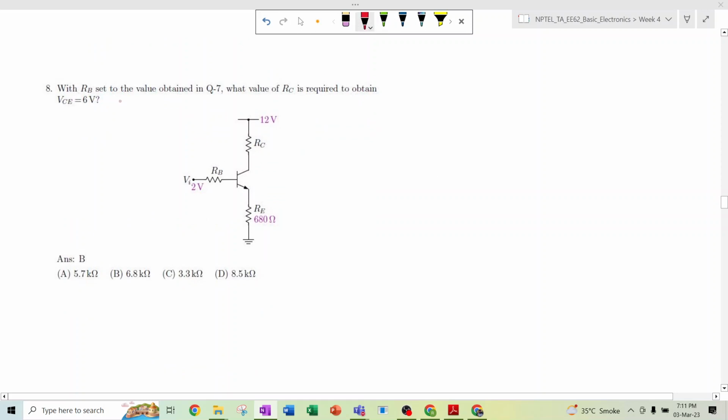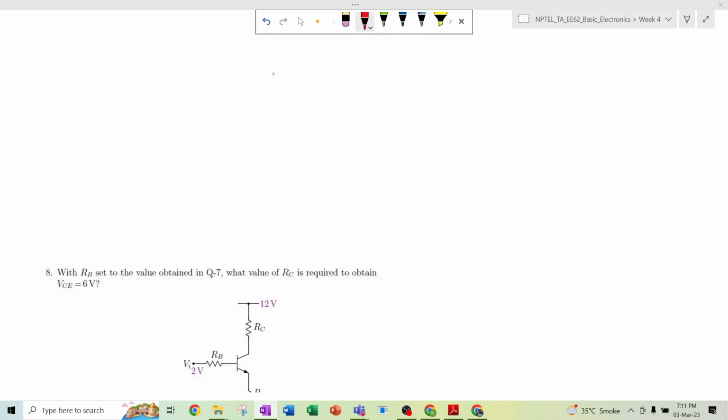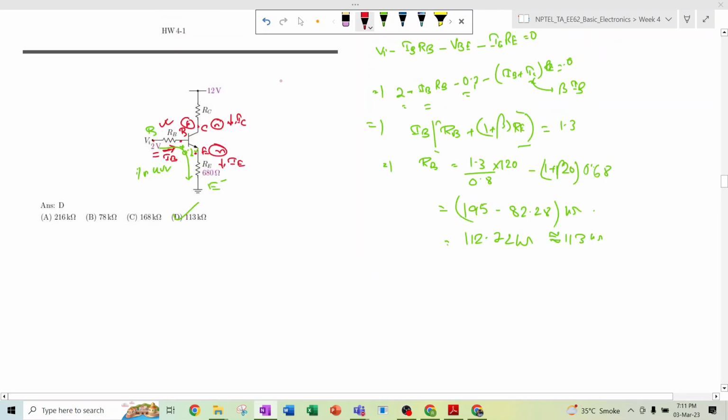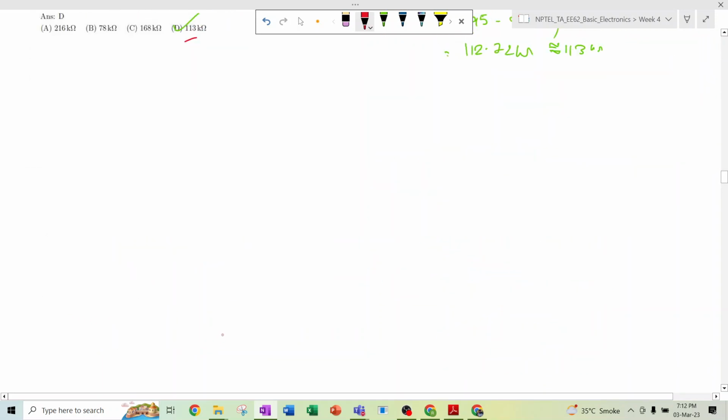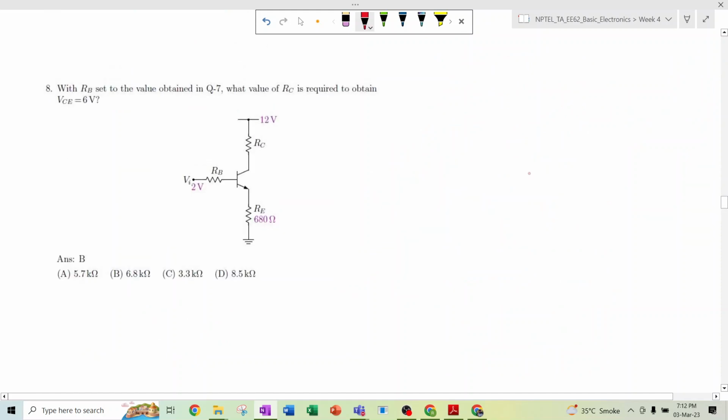Okay, in the next question it is asked, with RB set to the value obtained in question 7, what is the value of RB? It is 113 kilo ohm. So RB is 113 kilo ohm. What is the value of RC, so that this VCE should be equal to 6 volt, right?